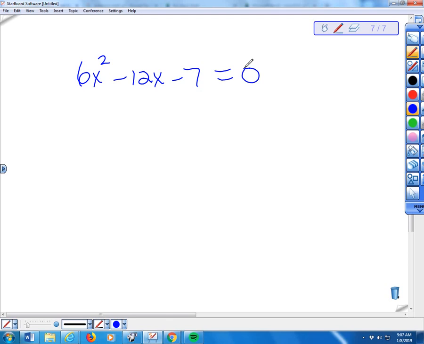Okay, first way, you start the process exactly the same by moving the constant over. Now I'm going to go ahead and factor out on just the left side that 6, because I want just an x, a 1x squared, not a 6x squared.